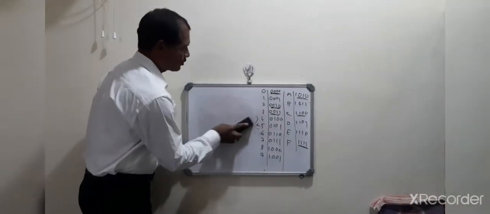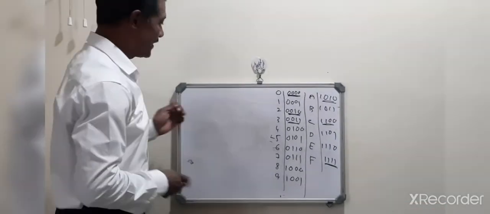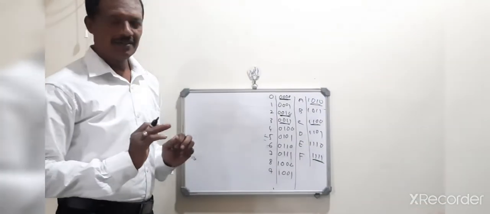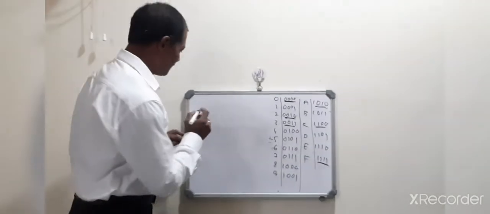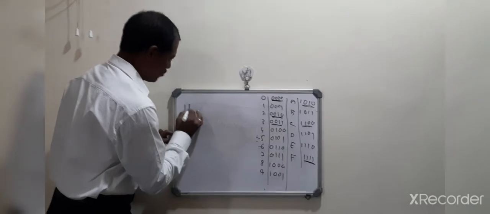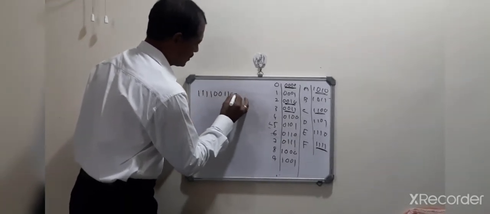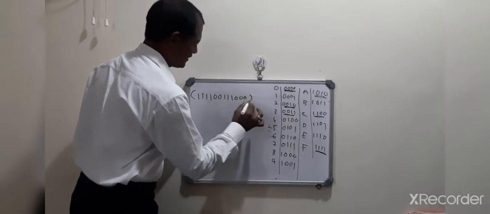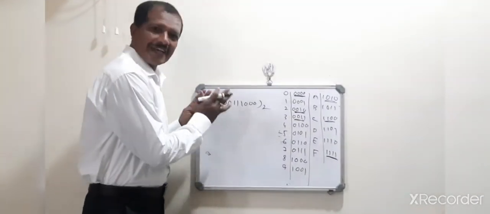Once you understand how to convert hexadecimal to binary, now the reverse process, binary to hexadecimal. How to convert binary to hexadecimal? Using some examples you can understand. Here I am going to write one example: 11110011 1000 base 2. So this is a binary number. Convert this one into hexadecimal.